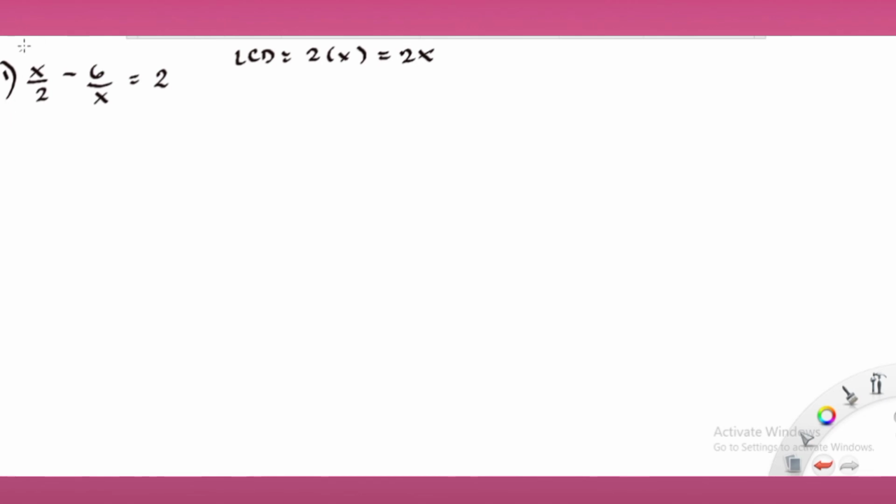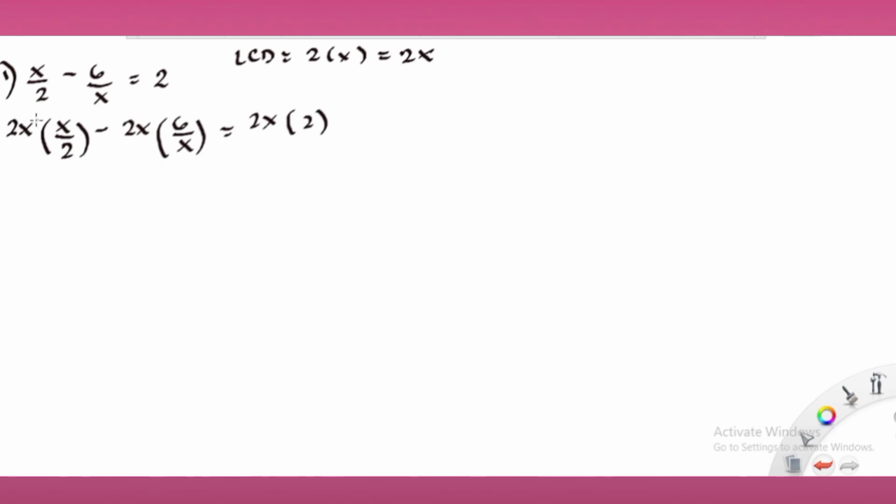So, isulat na natin isa-isa kasi yung nauna nating example masyadong mahaba kaya hindi na natin sinulat isa-isa. So, the LCD 2x times the first term, and then a minus the LCD 2x times the second term, which is 6 over x, equals the LCD again, which is 2x times 2. So again, we have x over 2 times the LCD, which is 2x, then minus, we copy the operation, the second term 6 over x times the LCD, and then equals 2x times 2.